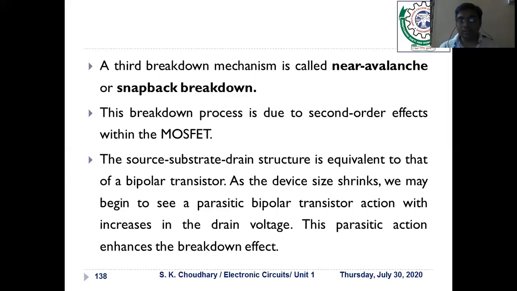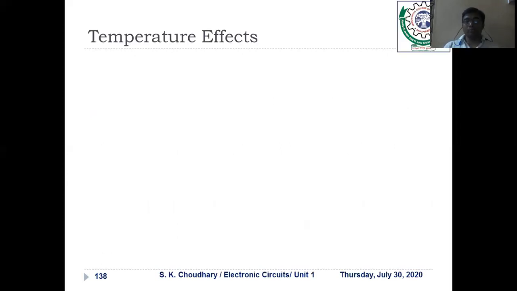CDS, CGS, or CSB, CDB, like this. Between all junctions, some parasitic capacitance is generated, and that plays a significant role in the MOSFET operation. Because of that, this kind of breakdown can occur. That is called the snapback breakdown. So this is all about the breakdown effect.